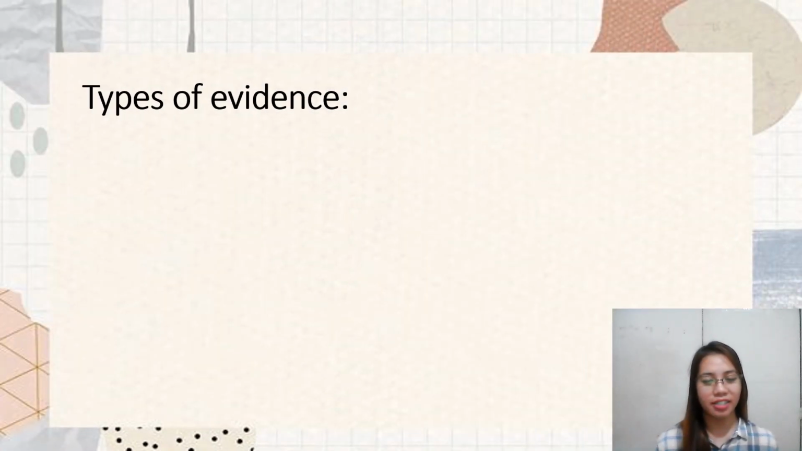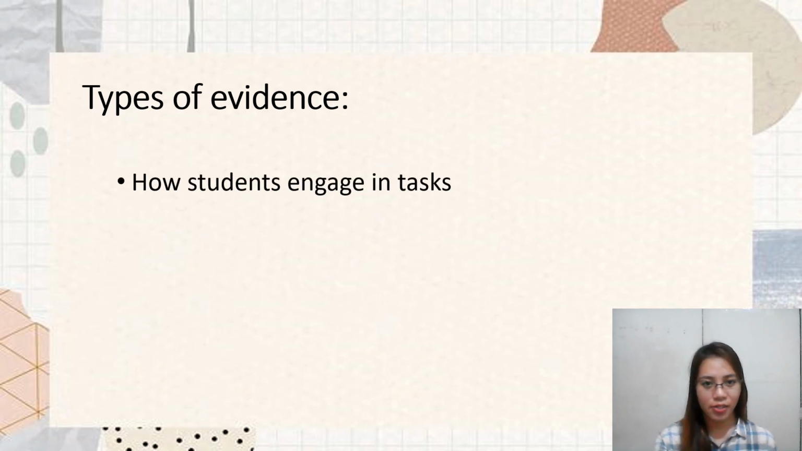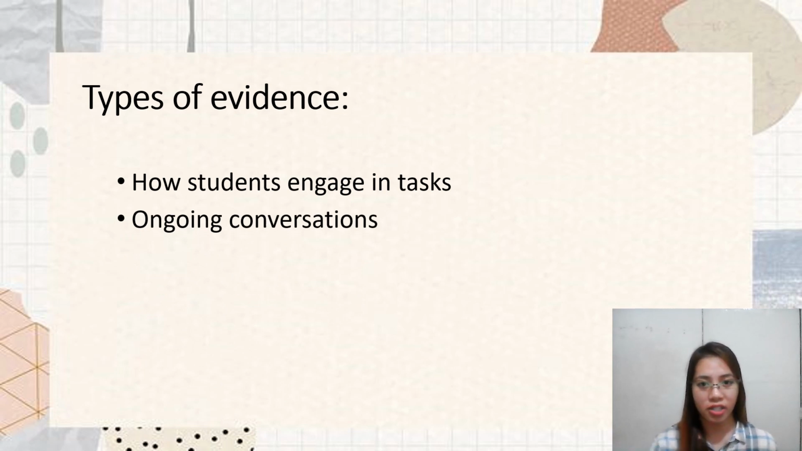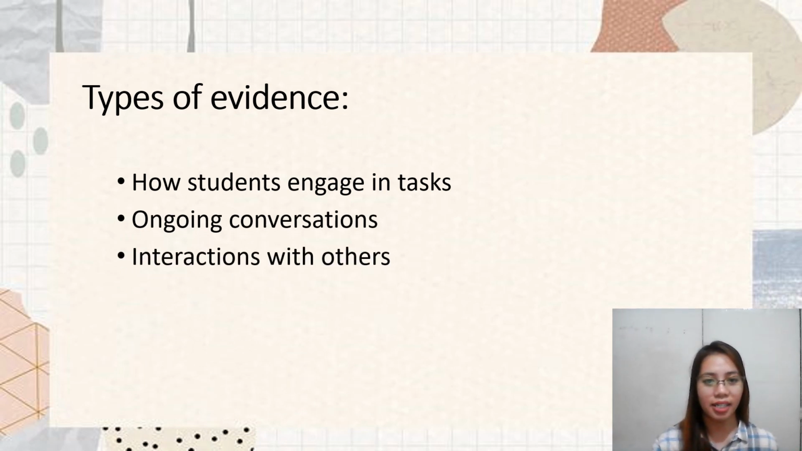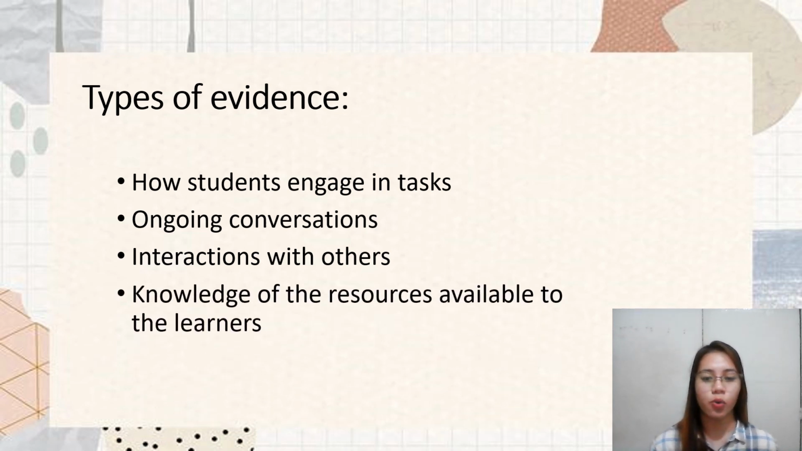Now, we have the types of evidence. First we have how students engage in tasks. And next we have ongoing conversations, followed by interactions with others and knowledge of the resources available to the learners. So these four are types of evidence in making judgments about the learning success of the students.